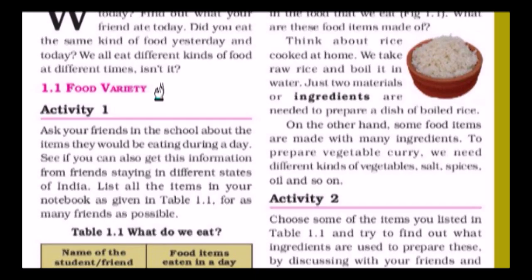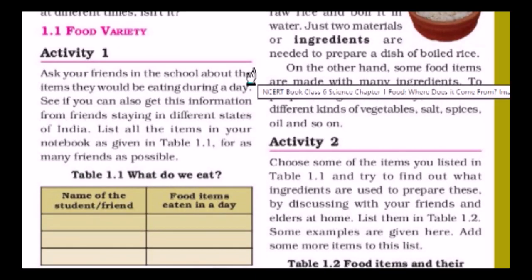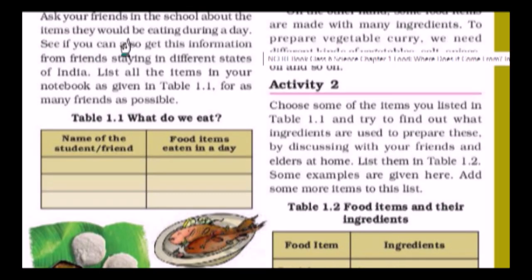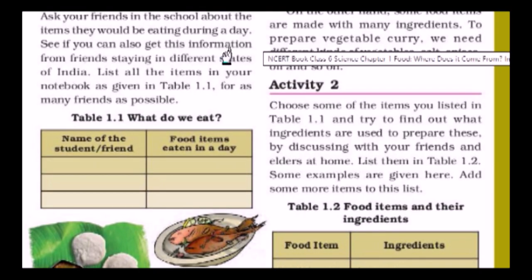Food variety. Activity 1. Ask your friends in the school about the items they would be eating during a day. See if you can also get this information from the friends staying in different states of India. Why have they said different states of India? Because the different states of India have different food eating habits.